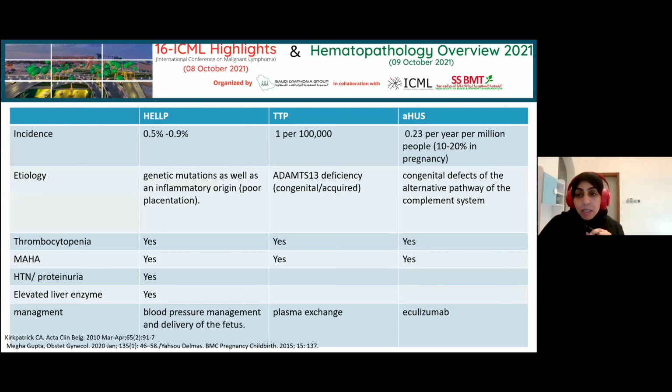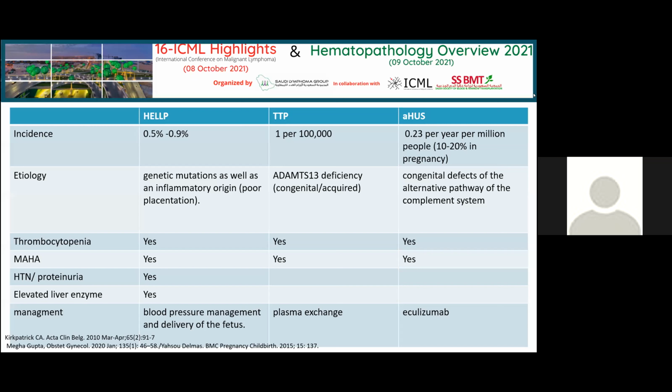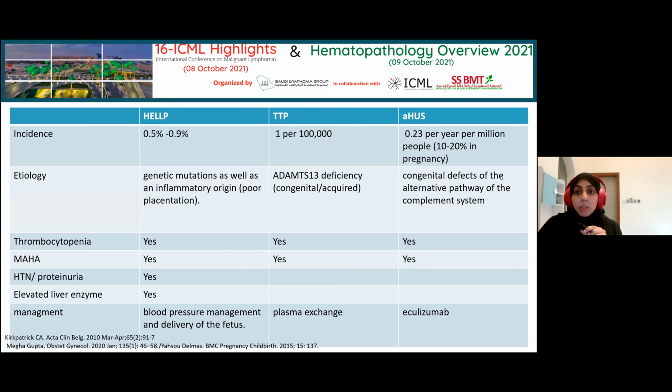So with HUS, the causative agent here is the congenital defect in the alternative pathway of complement. Can you share your slides again? Oh yeah, sure. Now you can see it, right? Yes. Okay. So the abnormality here is in the alternative pathway of the complement in acquired atypical HUS.